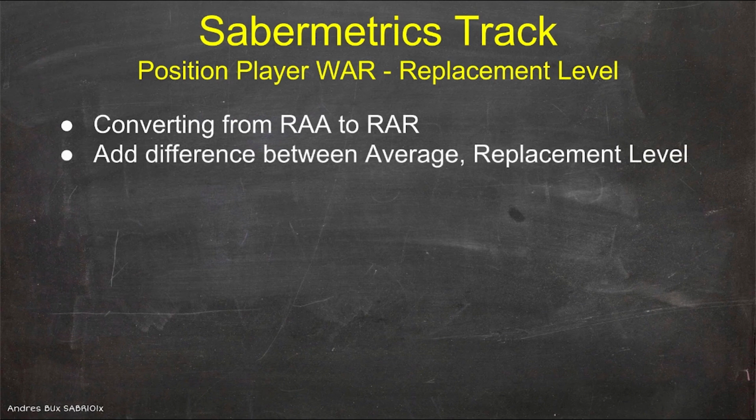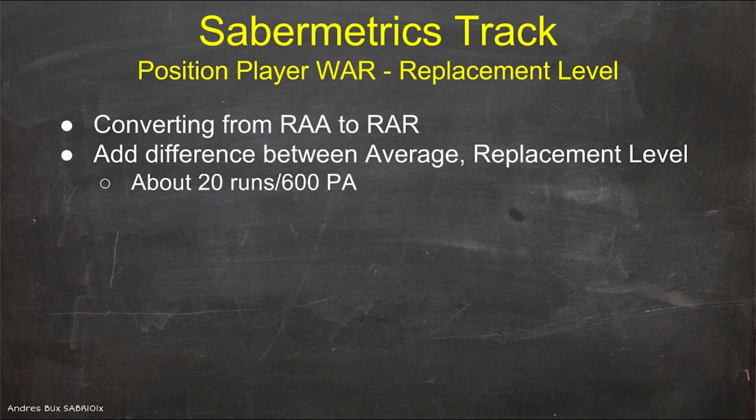So we have to add a difference. We have to add a number to the average to get to the replacement level. Okay, and we'll walk through again the Adrian Beltre example. But fundamentally, what analysts have worked out is that it's about 20 runs for every 600 plate appearances. That's the basic difference between replacement level and average.